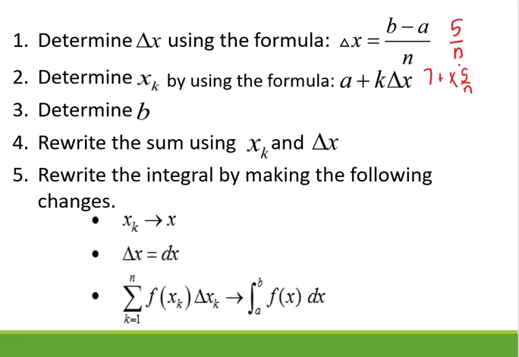You're going to use that to determine b, because remember, delta x is b minus a over n. So if we have this as a, we're then going to be able to substitute in to get what b is. Then you're going to rewrite the sum using this symbol, x sub k, and delta x. And then eventually, we're going to be writing it as an integral. I think once we do a few examples, hopefully this will clarify this a little bit for you.